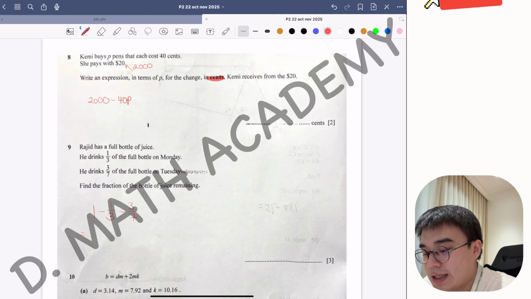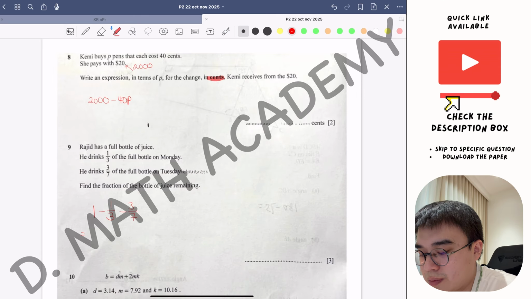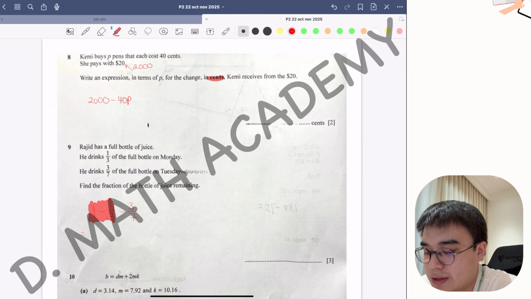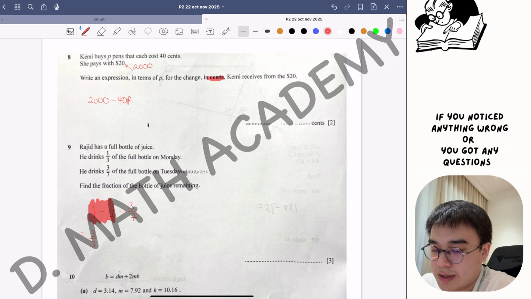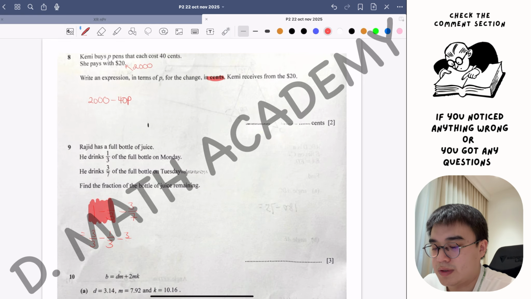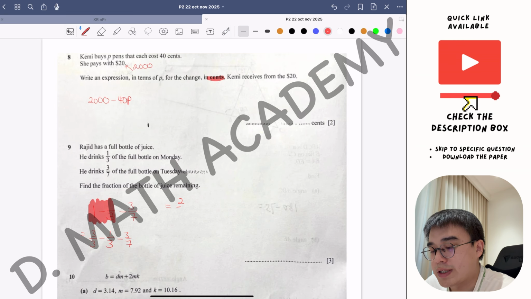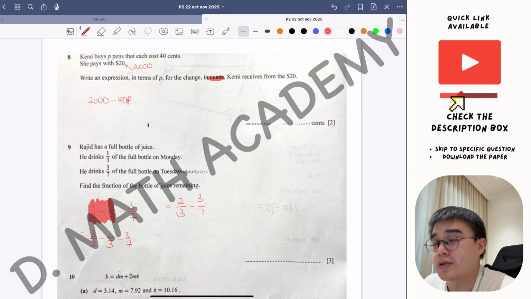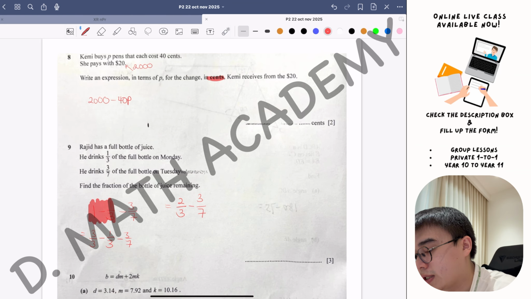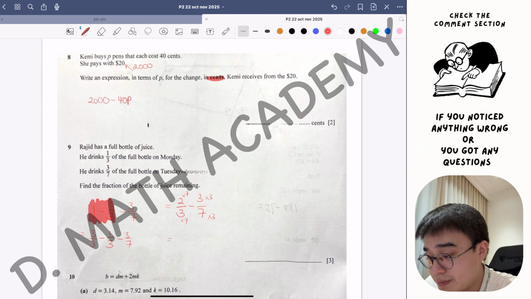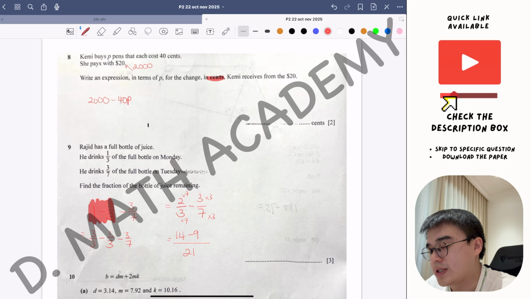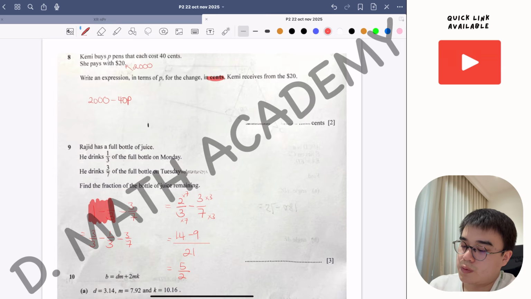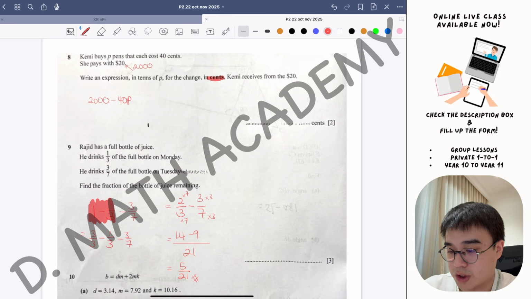So personally, you can just solve them one by one first. In this case, I will sort out the first two, making the 1 into 3 over 3, minus 1/3 minus 3/7. I'm writing it as detailed as possible, but in the exam, do take note that it's not necessarily for you to do this. Multiply accordingly to make their denominators the same. So 7 times 3 is 21. You get 14 minus 9, which turns out to be 5/21 as your final answer for question 9.